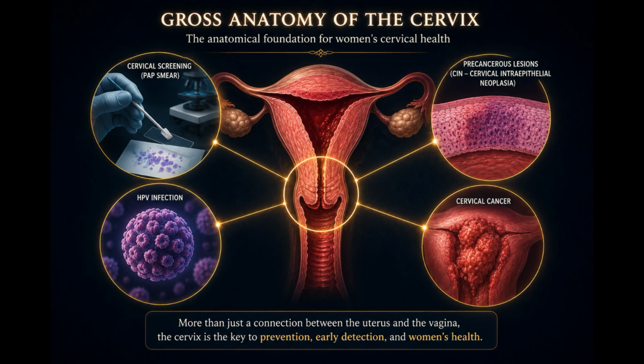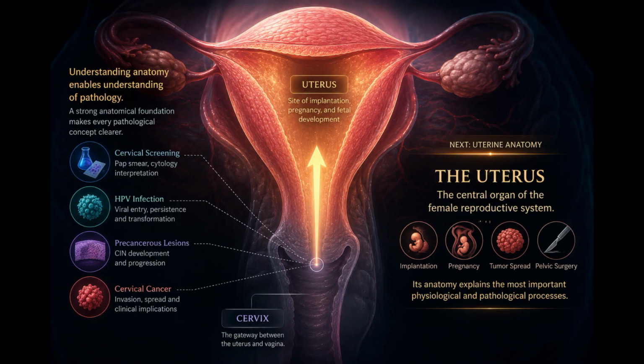More than just a connection between the uterus and the vagina, the cervix represents the anatomical foundation for cervical screening, HPV infection, precancerous lesions, and cervical cancer. Understanding its anatomy now will make the pathology that follows far easier to understand. Next, we'll move superiorly to the uterus, the central organ of the female reproductive system, and one whose anatomy explains everything from implantation and pregnancy to tumor spread and pelvic surgery.